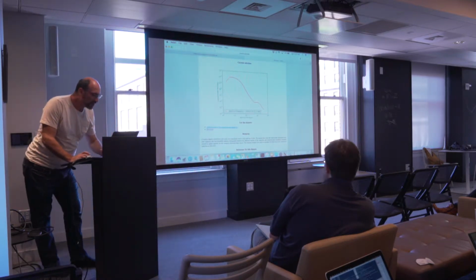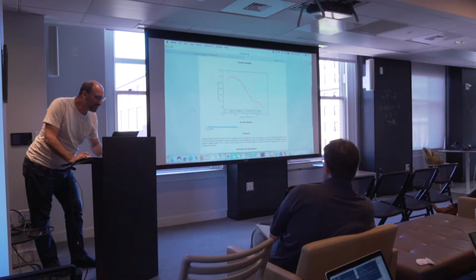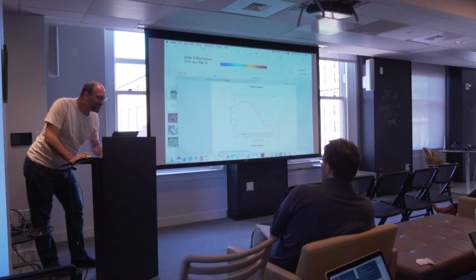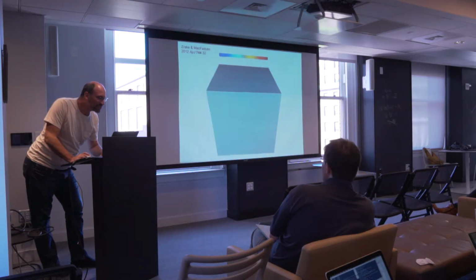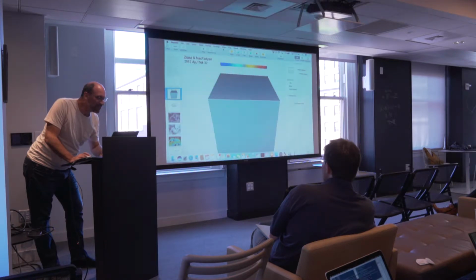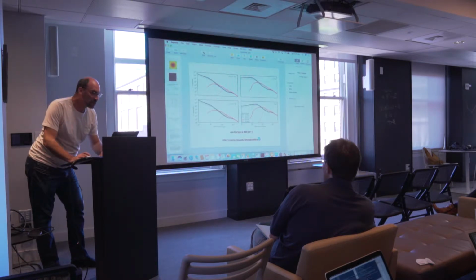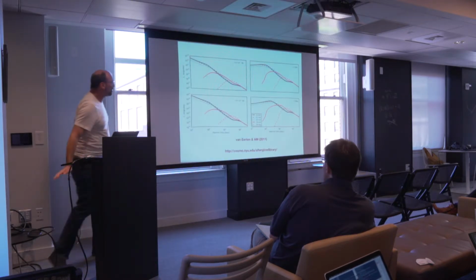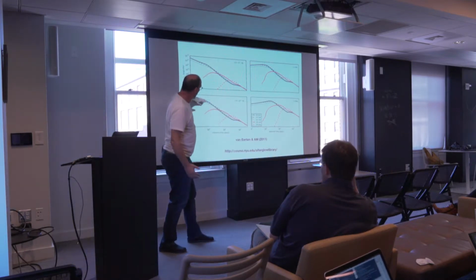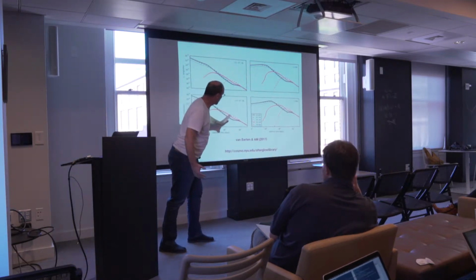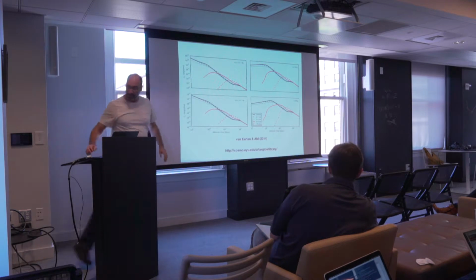Okay, now how do I get back? This was a mistake, maybe. Let's see if this works. Nope. Sorry about this. Okay, good. So here we are. These are off-axis, on-axis, and slightly off-axis, and completely orphaned afterglow light curves.